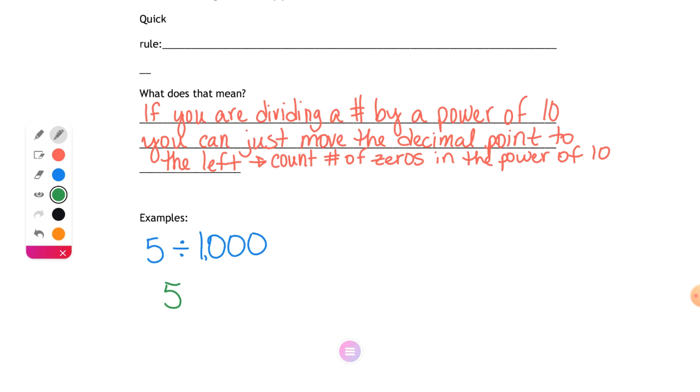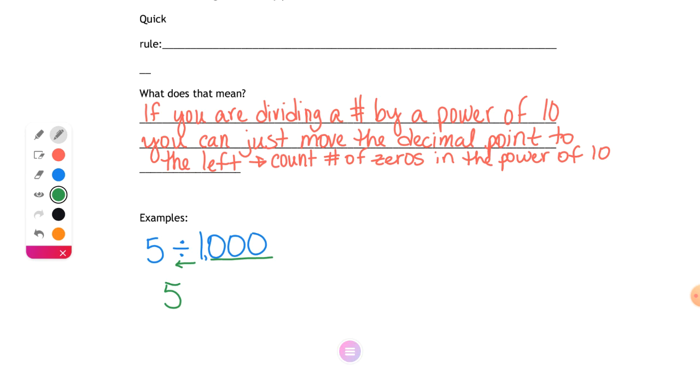Okay, I count my zeros. There's 3 zeros. Harper? So the decimal point will be after the 5, so you loop 3 times. Yeah, so I have to move my decimal point 3 times, and since it's divide, it's to the left, okay?